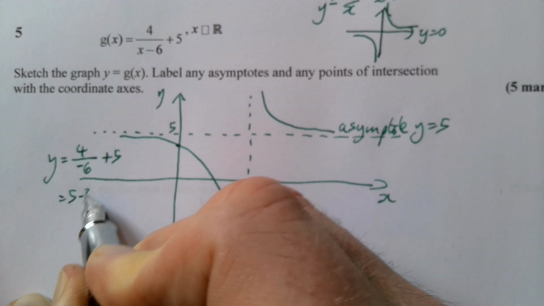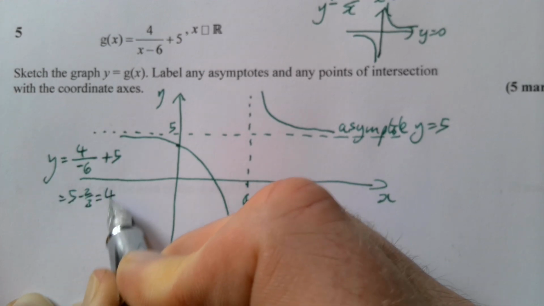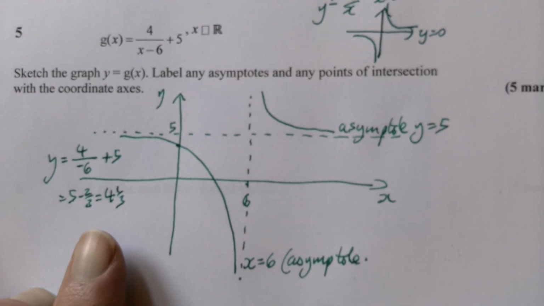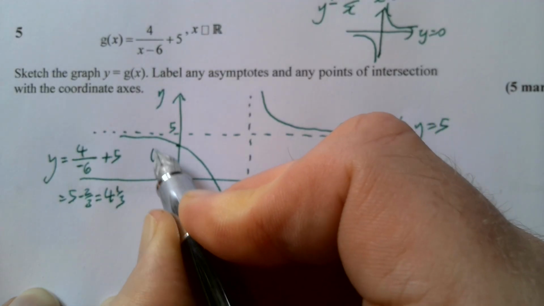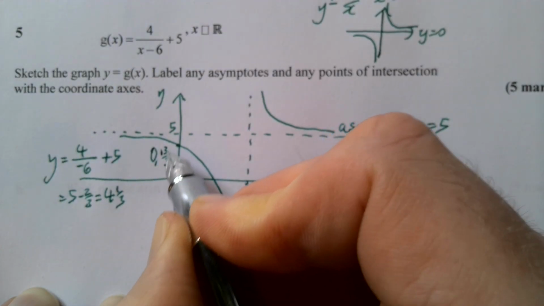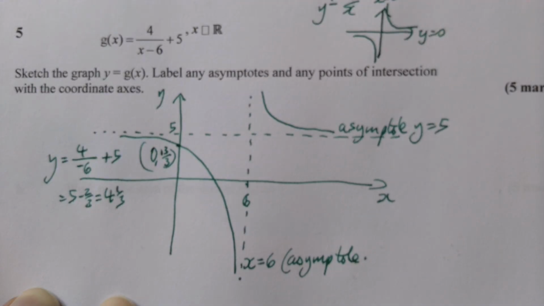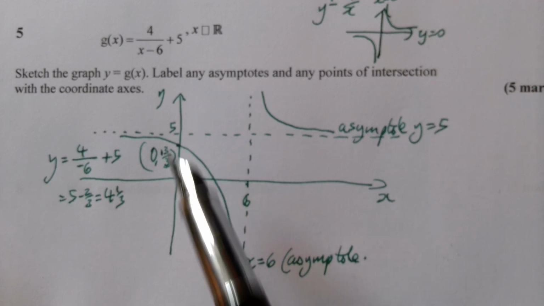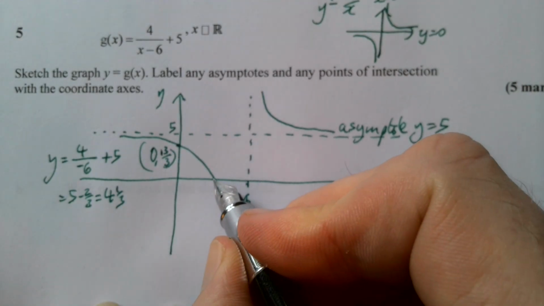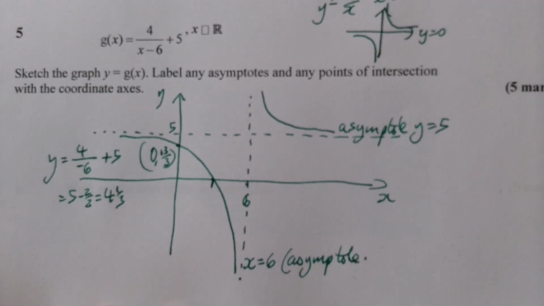So 5 take 2/3 is 4 1/3, or they'd probably like to see, that would be 3 4s are 12, 13 over 3, wouldn't it? But yeah, 0, 13 over 3. And you do need to label these points. They do let you off if you just clearly mark the position on the axis there as being 13 over 3, like I've done there for that 5. But you really want to make sure, in case you get a pedant of a marker.